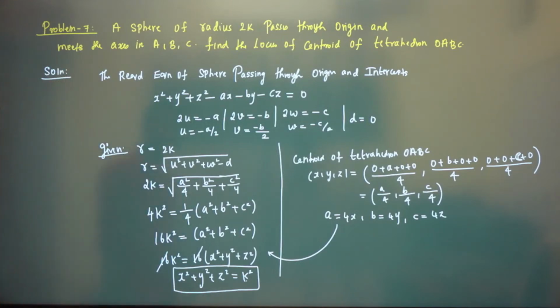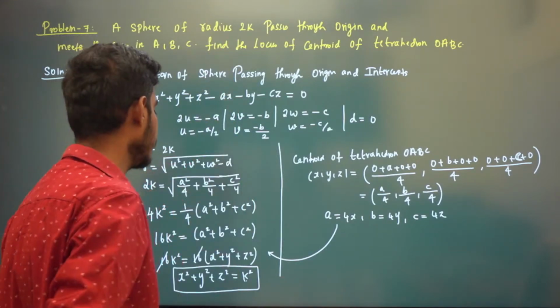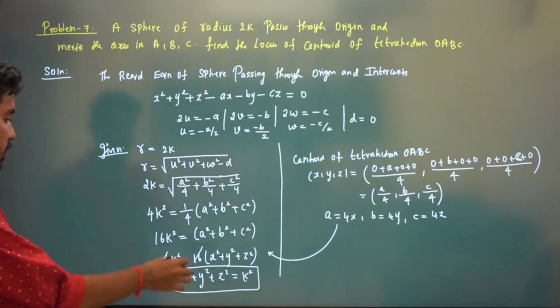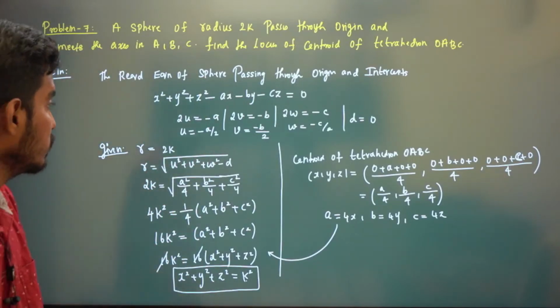Right? What is k? 2k is the radius, so half of the radius is k. Is it clear? It's a very simple problem.